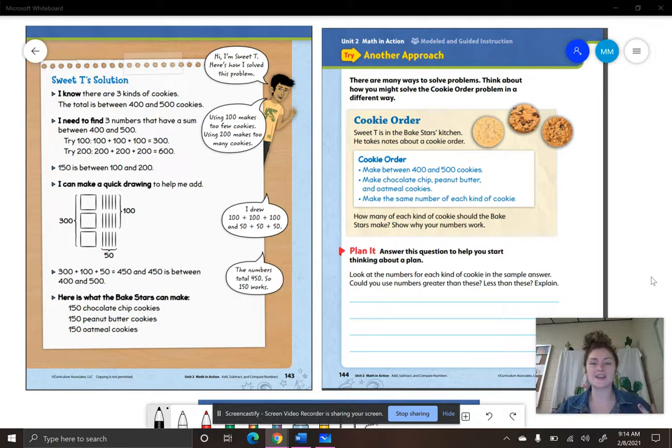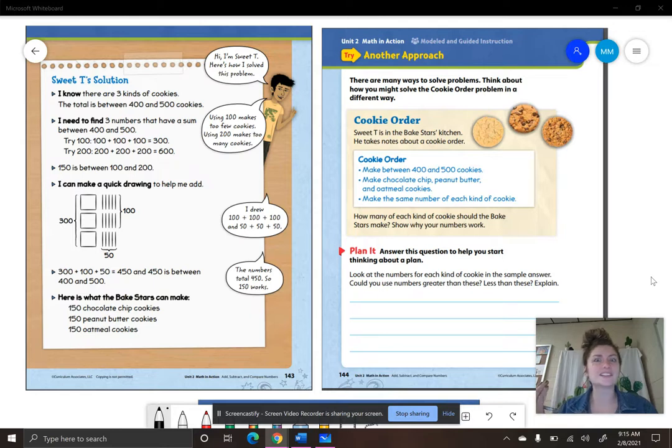So we are going to be on pages 143, 144, and 145 in our instruction book. We're going to use what we've learned for a really long time to solve some problems. So go ahead and pause the video to get open to page 143 and 144. All right, we're going to start with 144. It says there are many ways to solve problems. Think about how you might solve the cookie order problem in a different way.